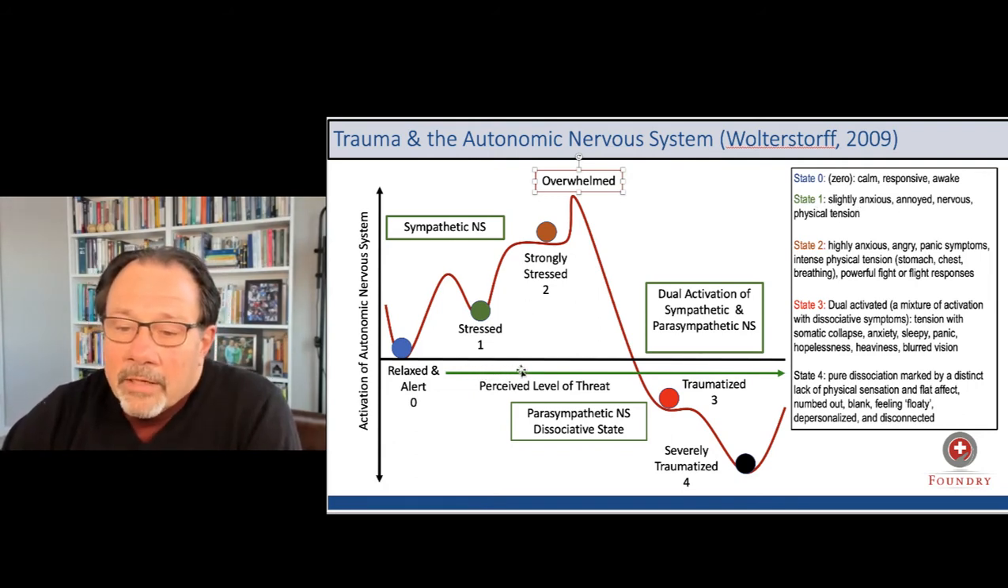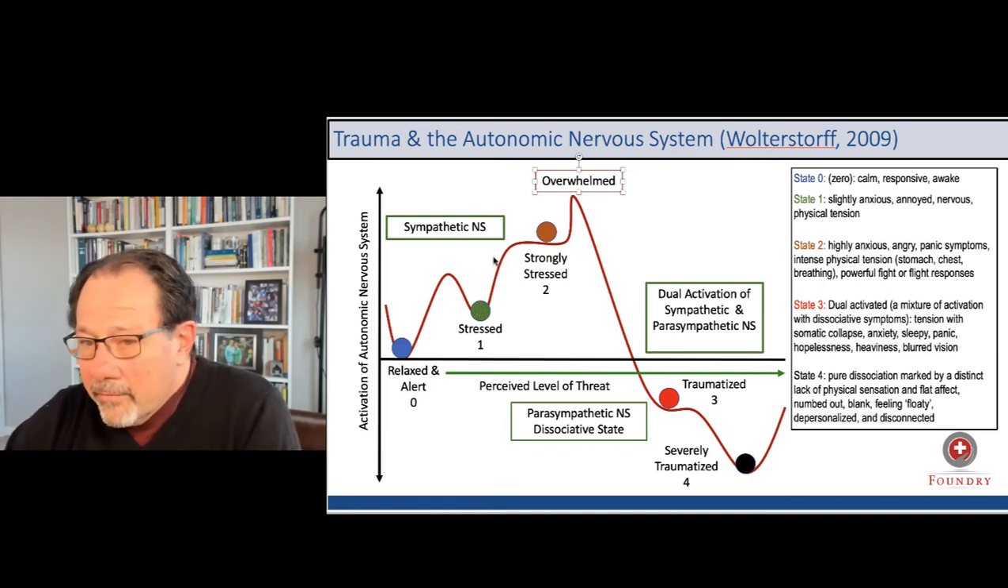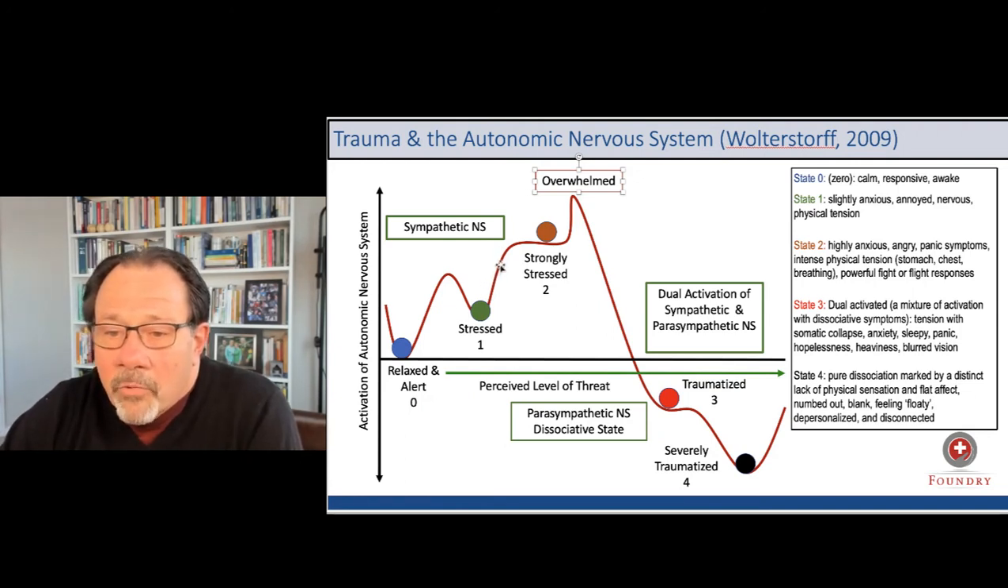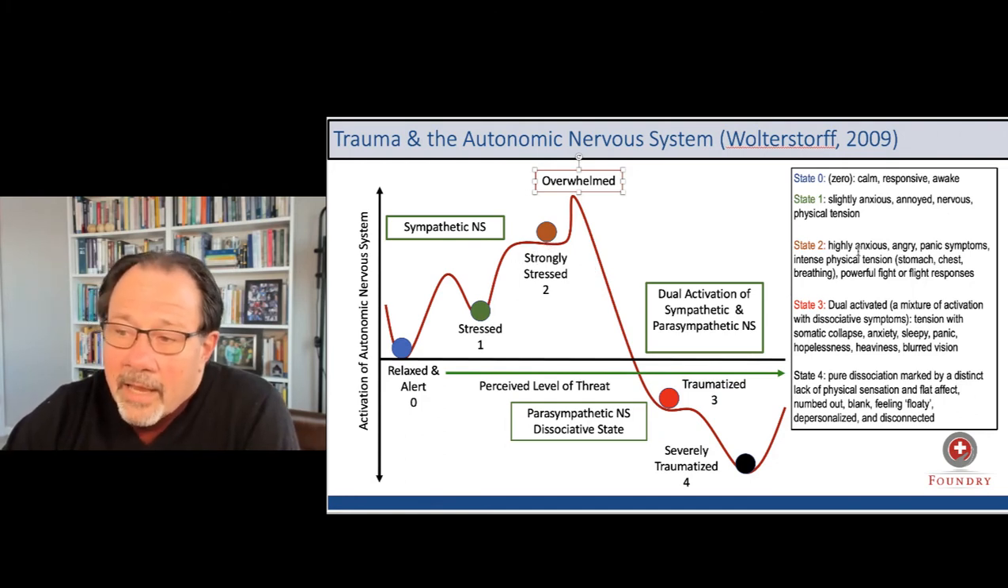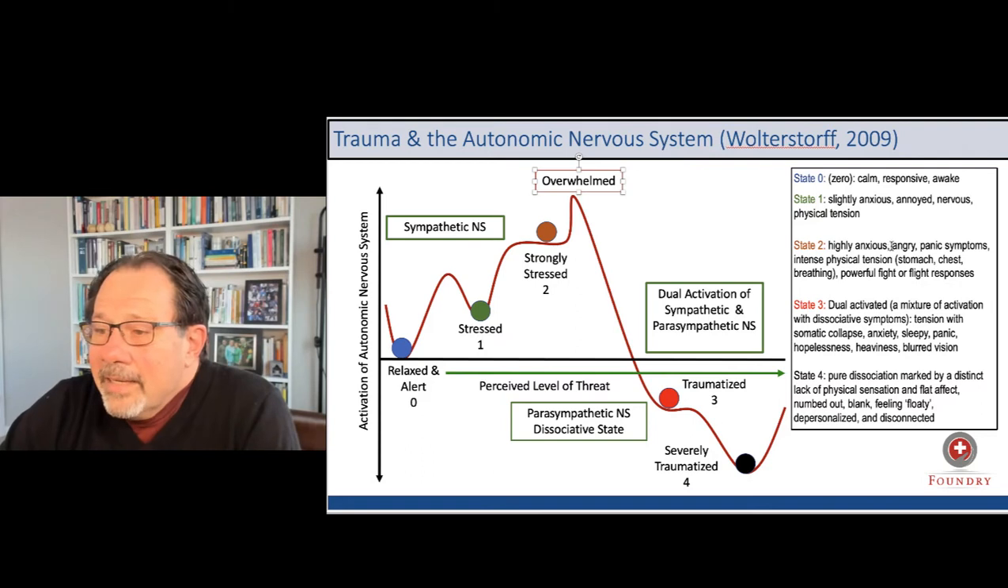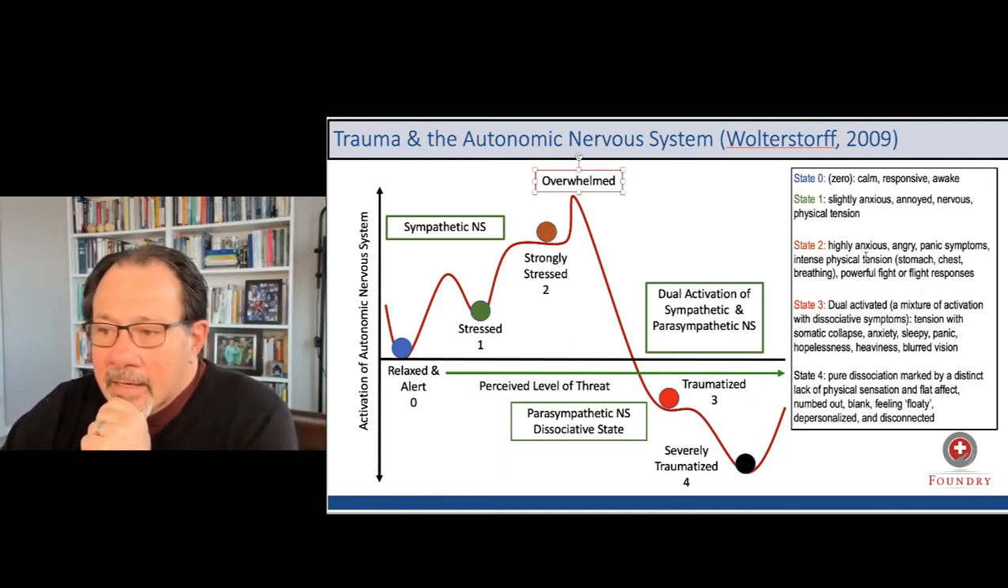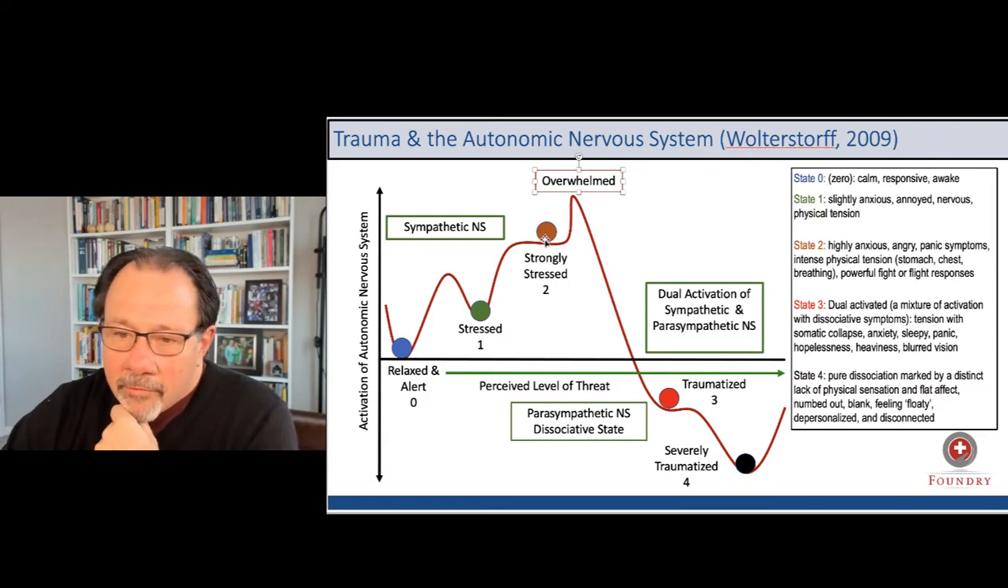As our threat level increases, then again, more adrenaline, more activation of the muscles, more activation of the cardiac system, moving into more of a fight and flight response. And so state 2 is highly anxious, angry, easily angered, beginning to feel more panicky feelings, intense physical tension. Stomach might be tight, chest might be tight. You'll probably notice changes in breathing, and a very powerful fight-flight response.